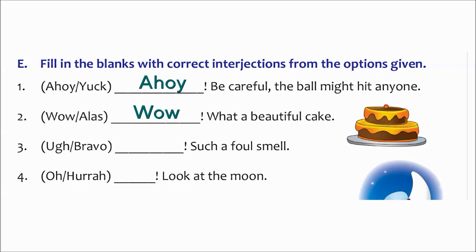And the third one, ugh or bravo, such a foul smell. Ugh. And the fourth one, dash, look at the moon. We don't say, hooray, look at the moon. We say, oh, look at the moon. So this is how we need to write all these sentences.